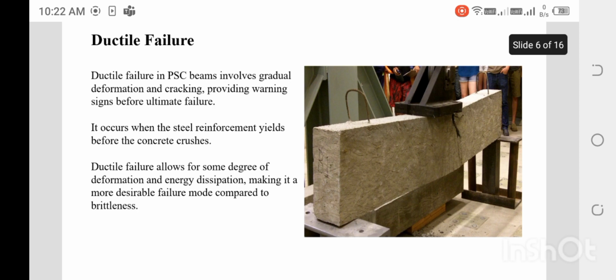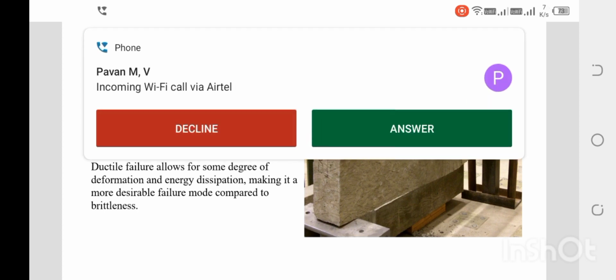Ductile failure. Ductile failure in PSC beams involves gradual deformation and cracking, providing warning signs before ultimate failure. It occurs when the steel reinforcement yields before the concrete crushes. Ductile failure allows for some degree of deformation and energy dissipation, making it a more desirable failure mode compared to brittle failure.